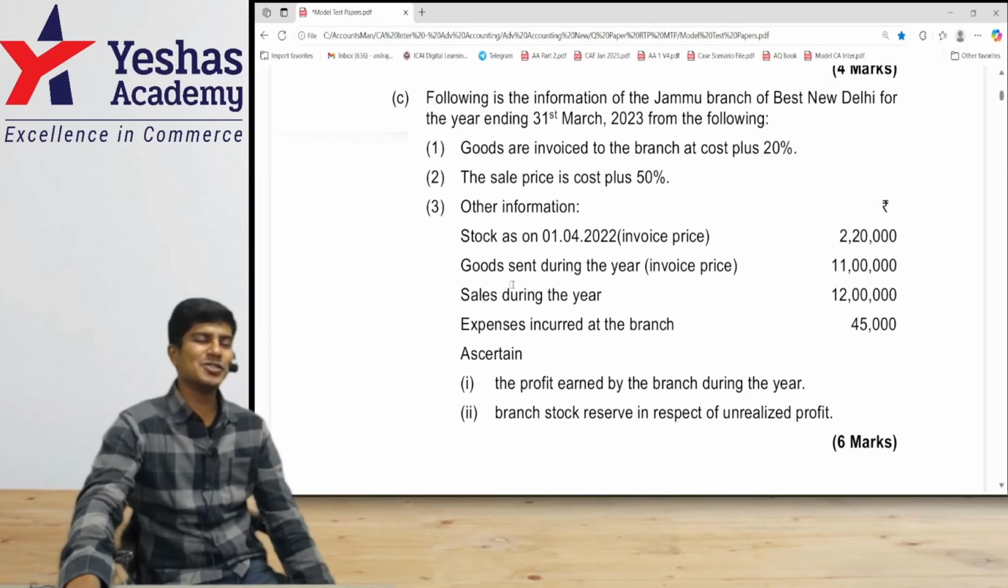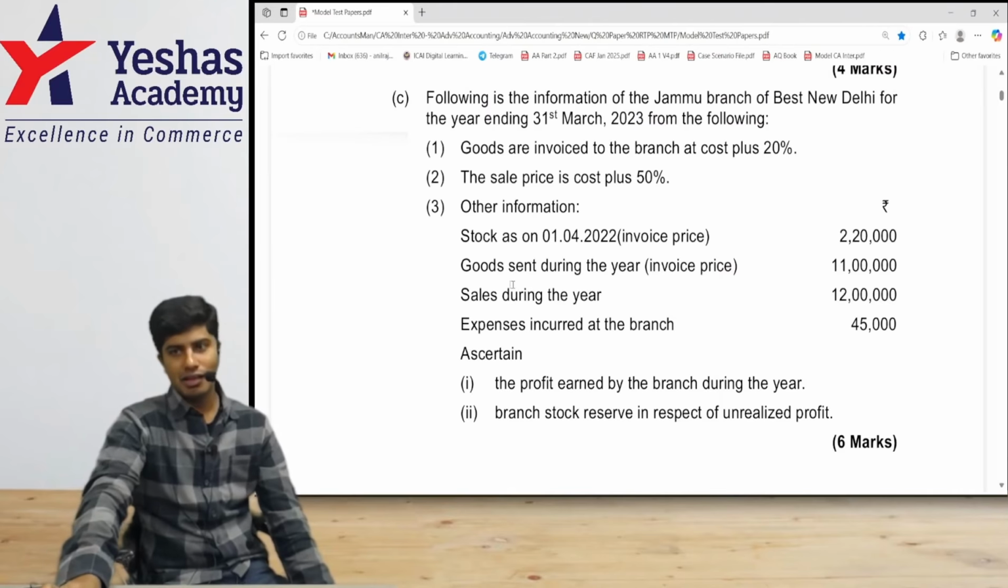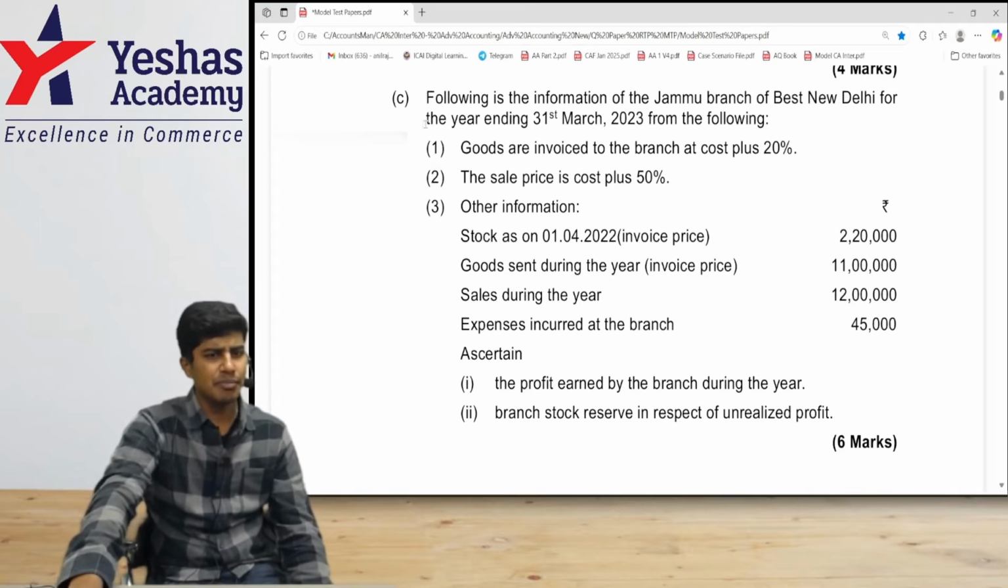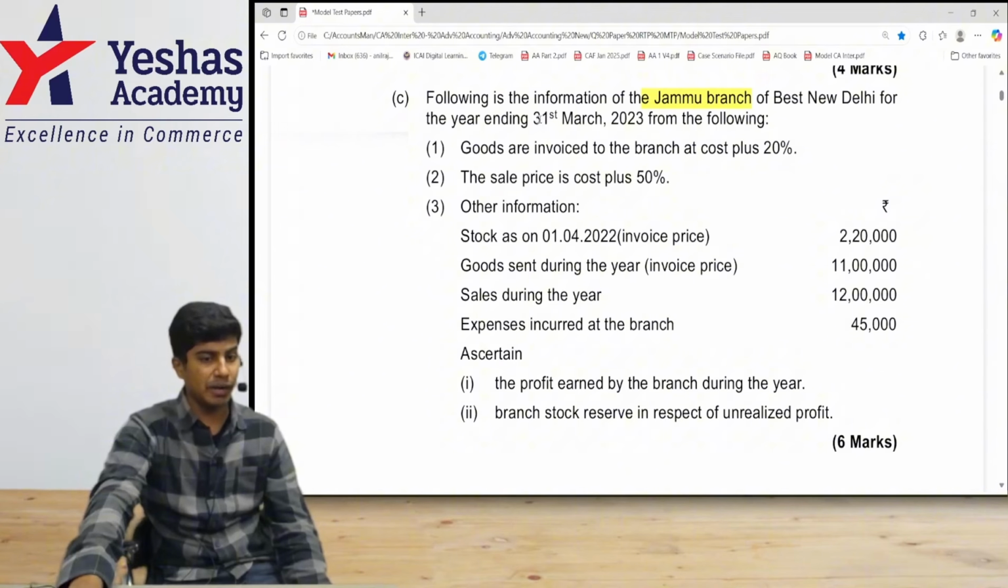Come on, guys. Let's now solve question 6C from our model test paper number 1. This question 6C is on the topic of branch accounting. Shall we begin reading the question? Following is the information of the Jammu branch. West New Delhi is the name of the company. This company has a branch in Jammu. For that branch, for the year ending 31st of March 2023, they've given the data.